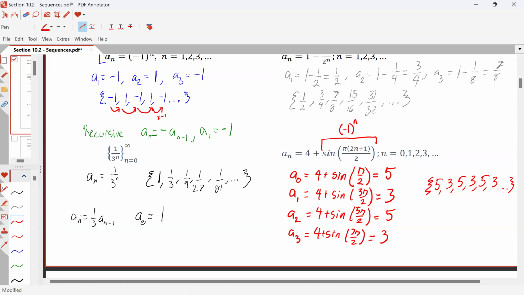In the next example, we will look at some application wording of sequences as we continue through this section.